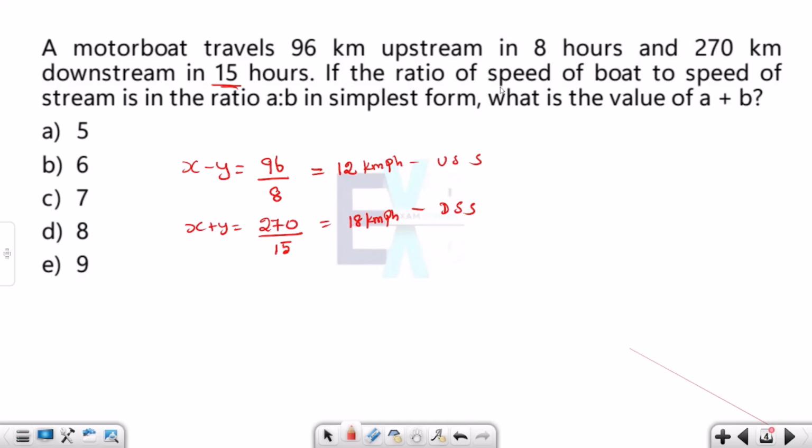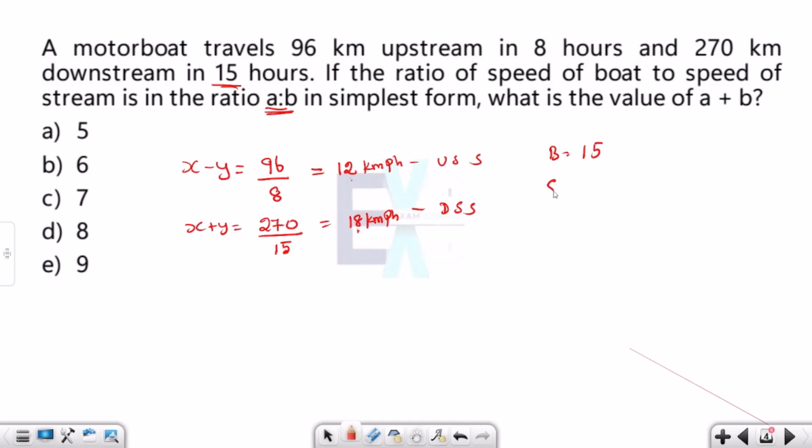Okay, if the ratio of speed of boat to speed of stream is A is to B, how do we find the value of speed of boat and the speed of stream? In order to find the speed of boat, you need to add upstream speed and downstream speed. So if I add this 18 plus 12, you'll be getting 30, and you have to divide it by 2. So what is 30 by 2, which is 15?